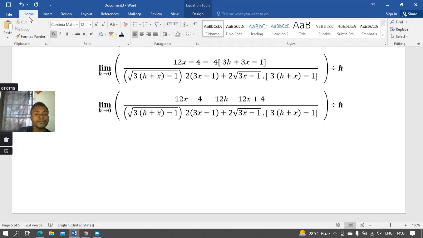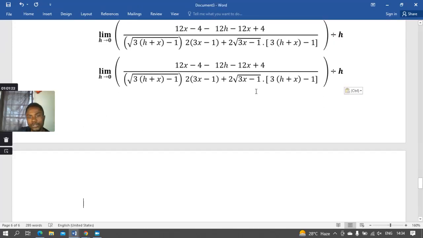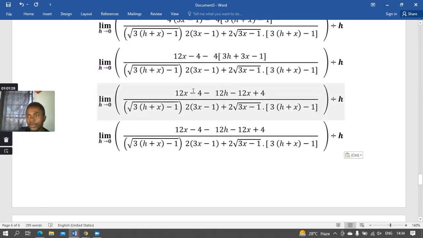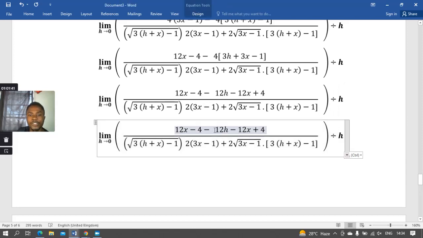So from there, what you are going to do is you just work out that. When you work out this, you're going to discover that 12 and negative 12x, they'll go. And then this negative 4 and 4, they also go, meaning you are remaining with the negative 12h. That's what you are remaining with on top. So that's what you have as your numerator.